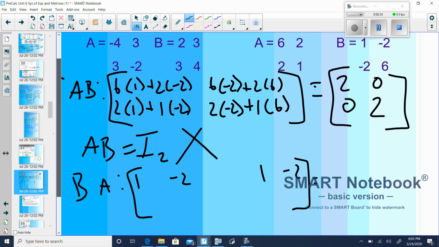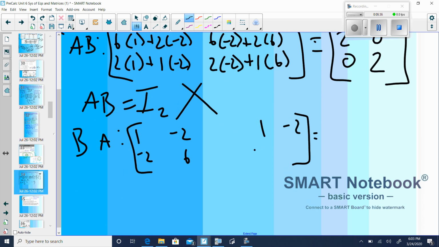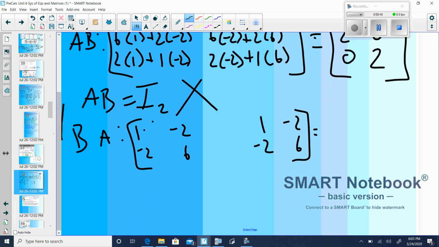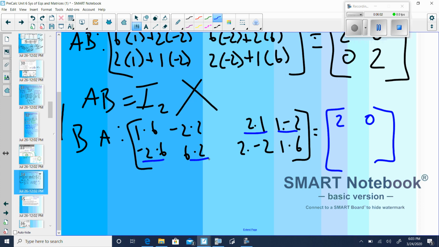And the second row in B is negative 2, 6. Negative 2, 6. And let's take that times the first column in A. So 6 and 2, 2, and 1. All right. So we have 6 minus 4, 2. 2 plus negative 2 is 0. Negative 12 and 12 is 0. Negative 4 plus 6 is 2.